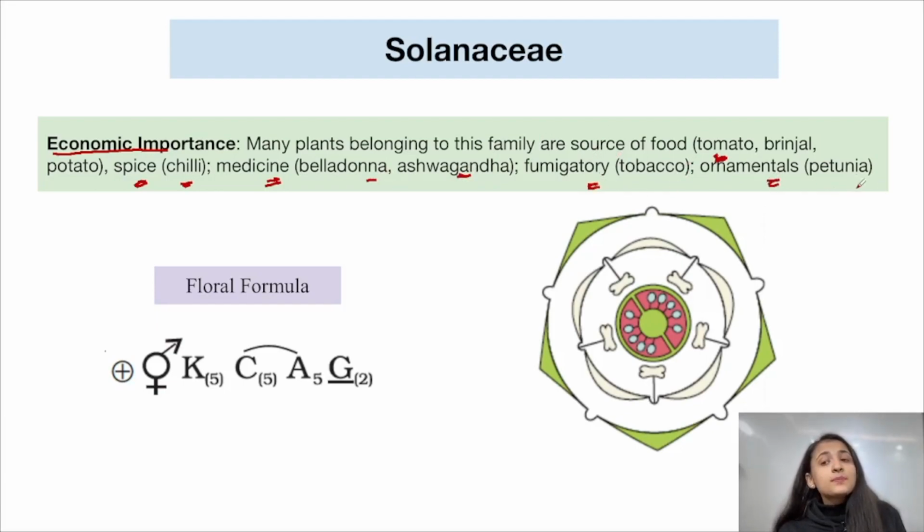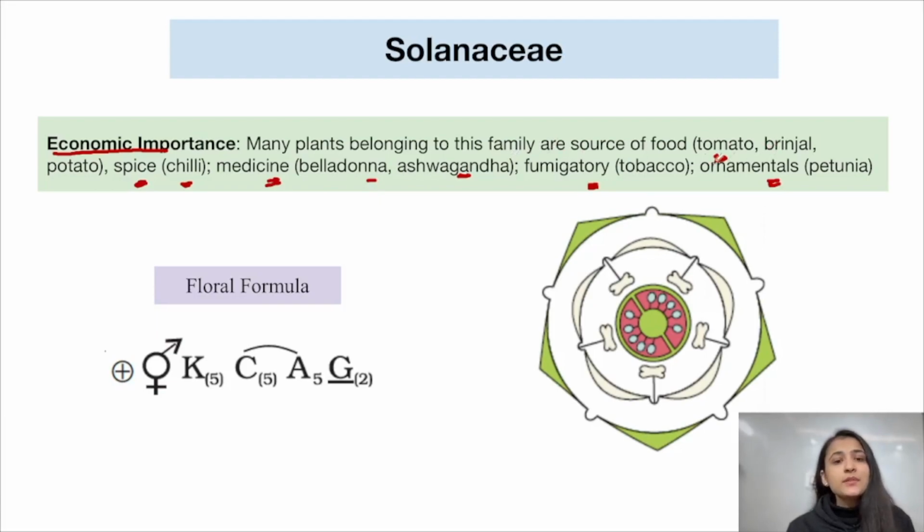As ornamentals, petunia is there. Ornamentals means for decoration purposes. Petunia is used. Then tobacco is there, which is also used in cigarettes. So what does fumigatory exactly mean? If a plant is fumigatory, it means that it has smoke producing properties. If tobacco is used in cigarettes, we all know that cigarettes are used for smoking. So that's why tobacco also belongs to the family Solanaceae, and it has fumigatory properties. That's why it's used in cigarettes for its smoke producing properties.